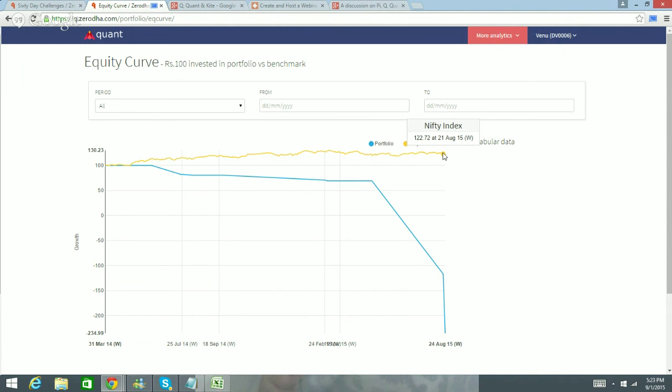Right now it's saying that 100 rupees invested into Nifty would have been 125 rupees, but 100 rupees invested into Venu's portfolio would be minus 234 rupees, right? Which is not possible. So this data is currently wrong.